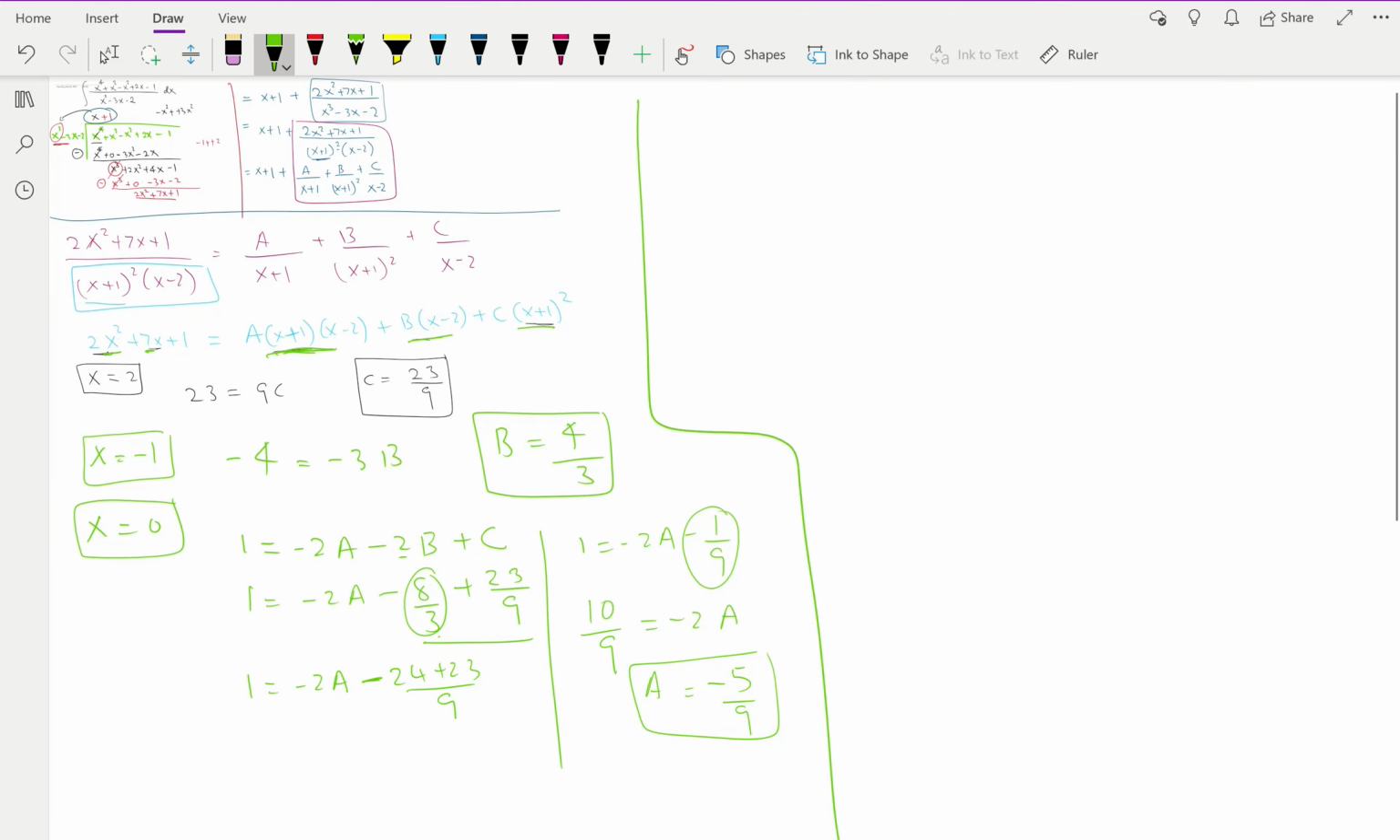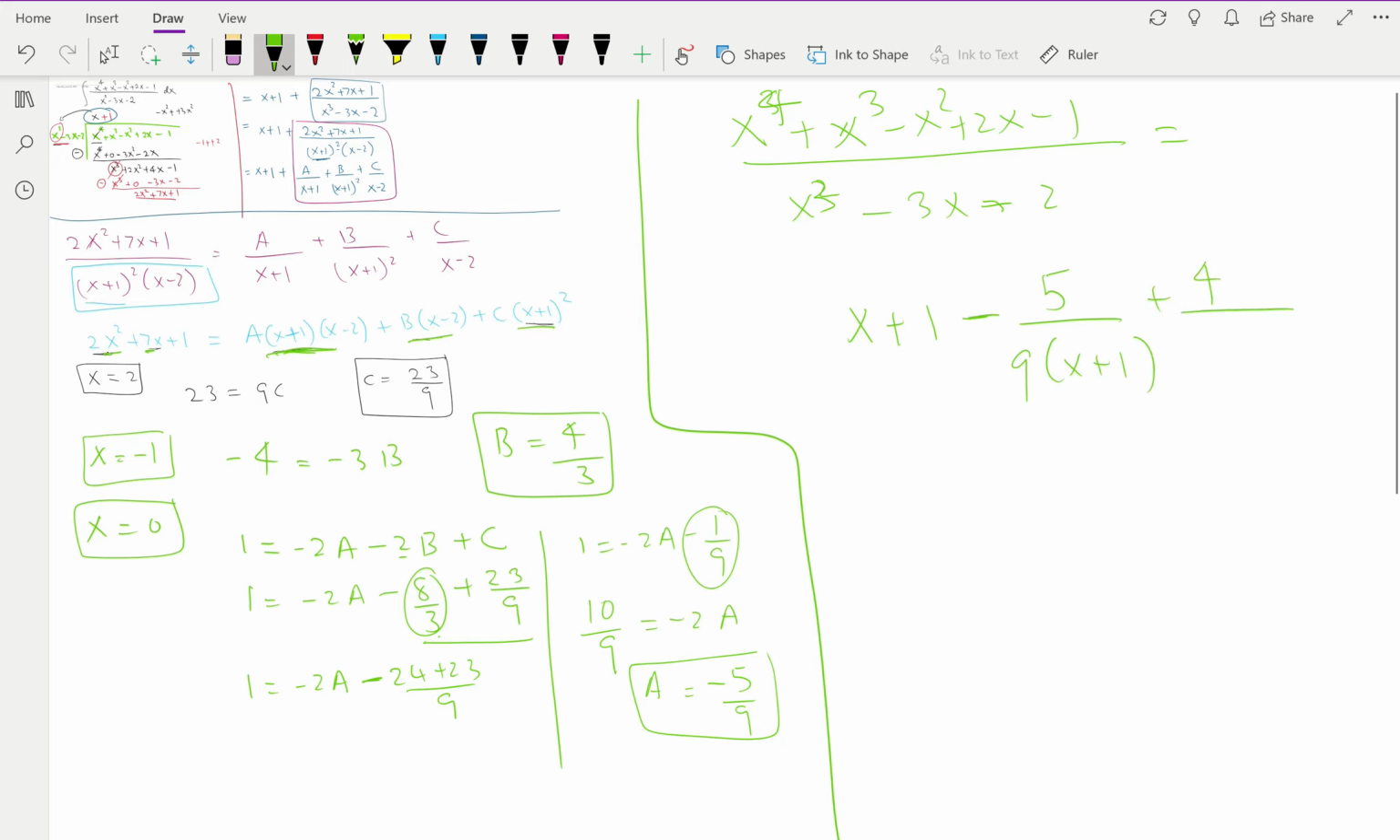So the complete decomposition for the rational function x to the 4 plus x cubed minus x squared plus 2x minus 1 over x squared times x cubed minus 3x minus 2. So the complete decomposition for this is x plus 1 plus or minus a is 5 over 9 over x plus 1, and b is plus 4 over 3 over x plus 1 squared, and c is 23 over 9 over x minus 2. So that's the complete decomposition, right? So we want to integrate the left hand side. Then integrating the left hand side is same as integrating the right hand side.